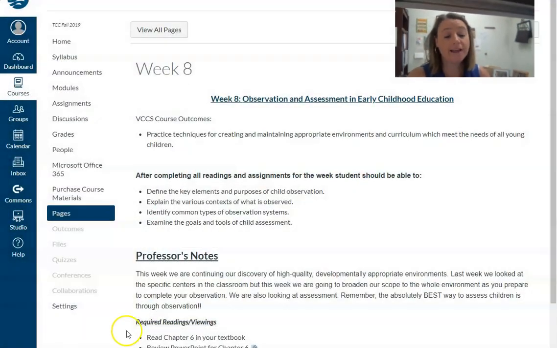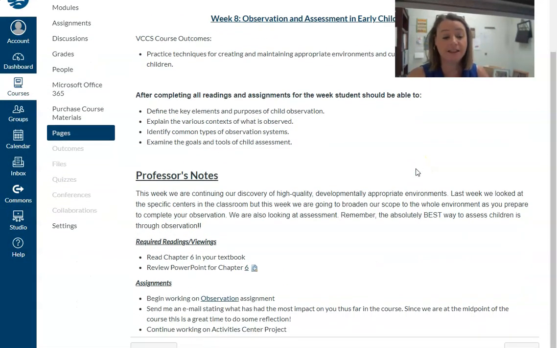When you look at our weekly page, you're going to find that we're looking at observation and assessment. We are looking at Chapter 6, and I have uploaded the PowerPoint for you. Just remember to not rely on the PowerPoints. They are meant as an aid for you to pull some of that important information out. But the big thing from this week is going to be the observation assignment, and that's what I'm going to spend the rest of the video talking about.